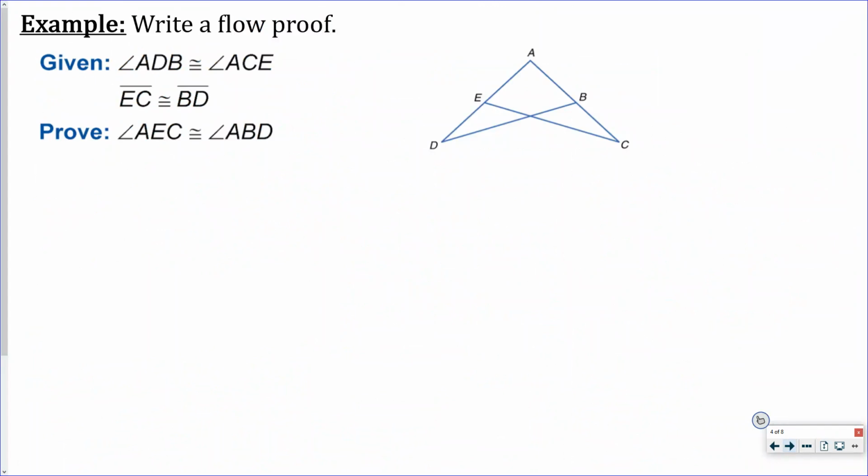Let's try a flow proof. Do you guys like these ones better? You love them all, you can't decide? Yeah. Same.